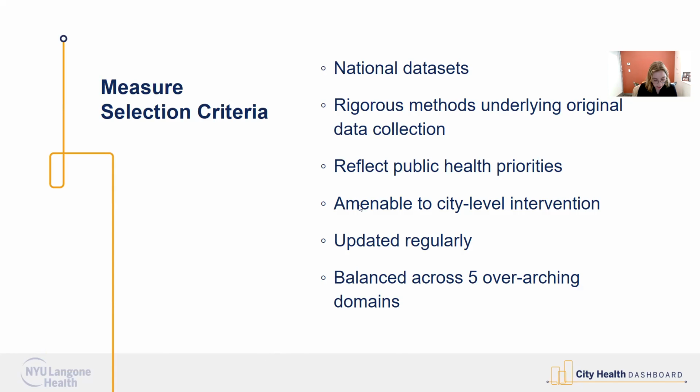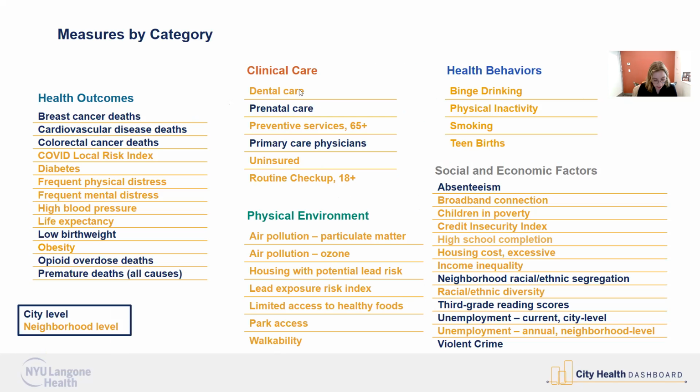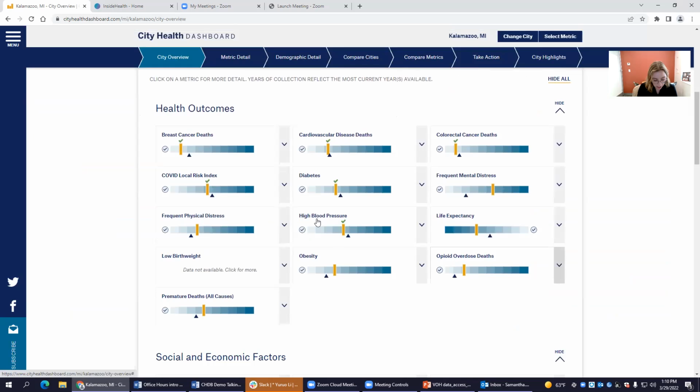We also wanted all of our measures, like I said, we have over 40 measures at this point, to be balanced over 5 overarching domains. So you can see those domains here on this slide, along with all the measures that we provide. All of our measures fall into 5 categories. So we have health outcomes, clinical care, physical environment, health behaviors, and social and economic factors.